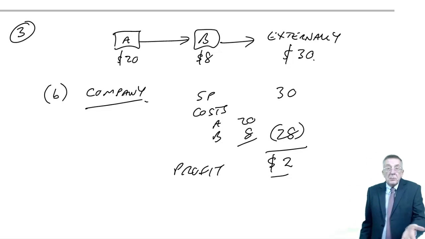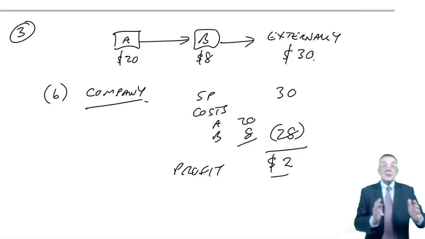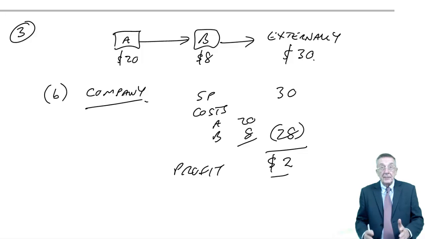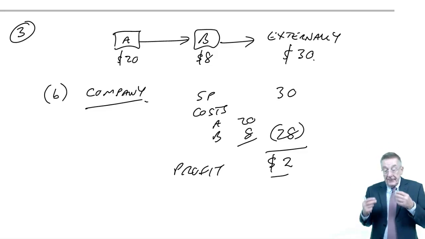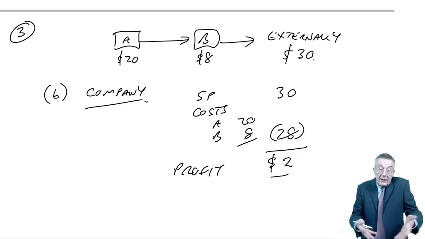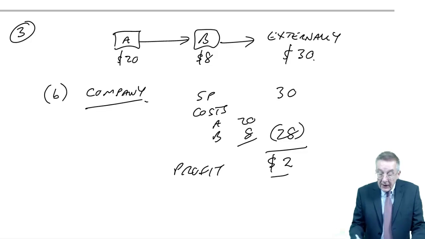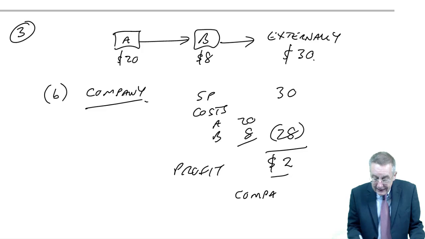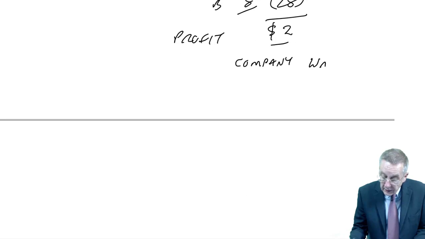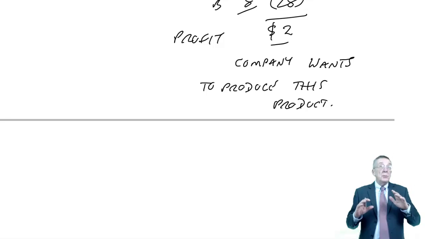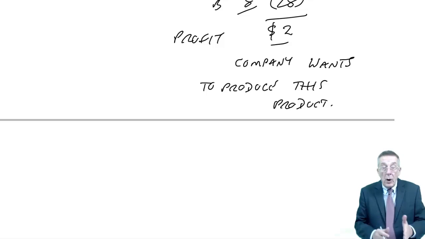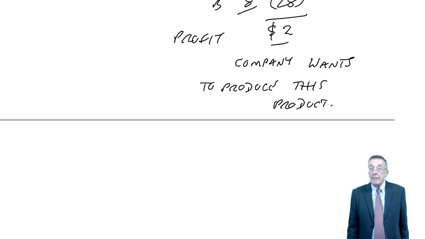Before we carry on, is this product worth making for the company? Of course it is. We always assume there are lots of different products being made. This is just one of them. And as far as the company as a whole is concerned, if a particular product is profitable, it's worth making. Obviously, if it's not profitable, it's not worth making. So the company wants to produce the product. We're only looking at one of them. This product's profitable, so the company wants it.